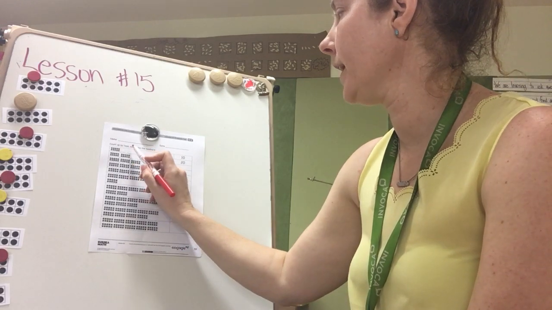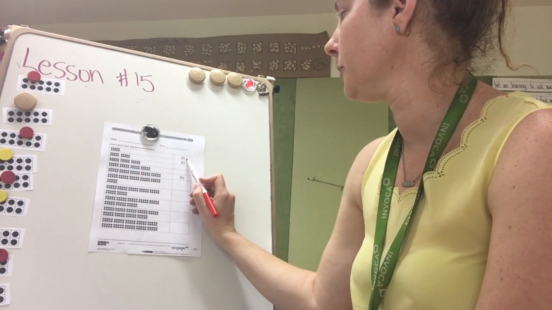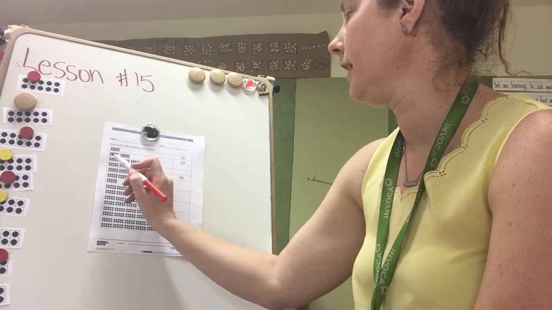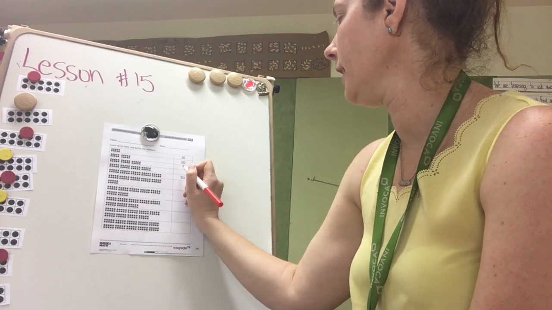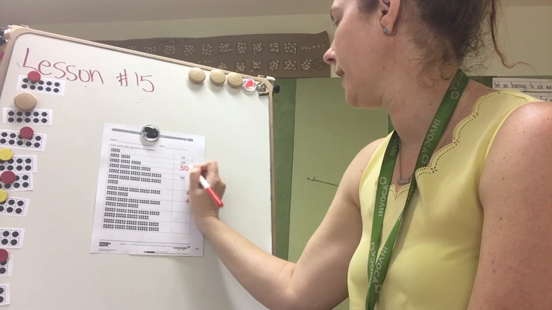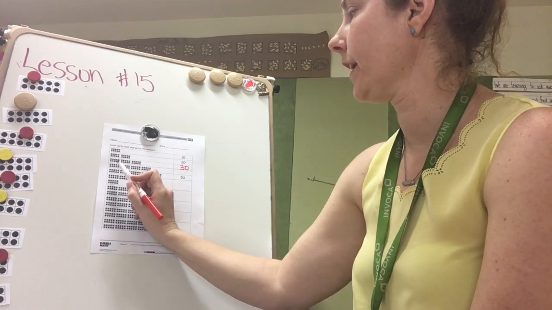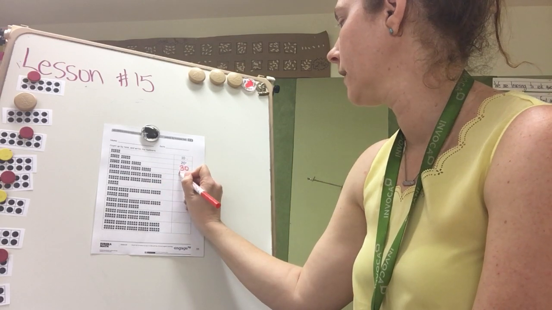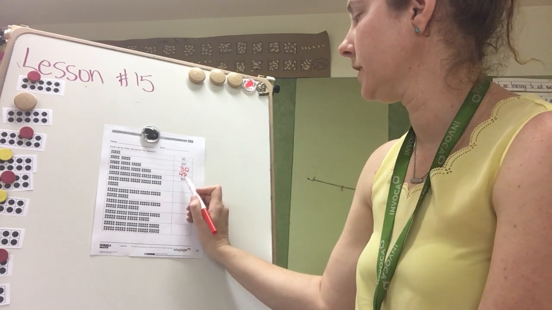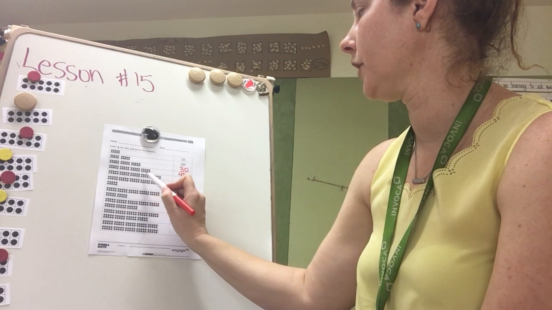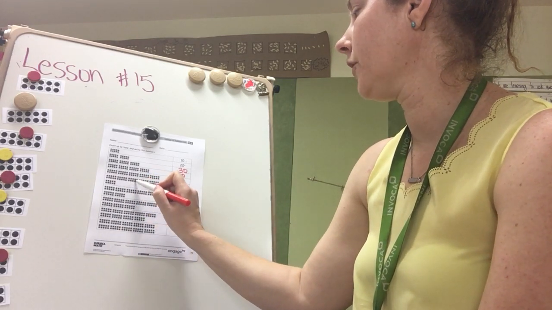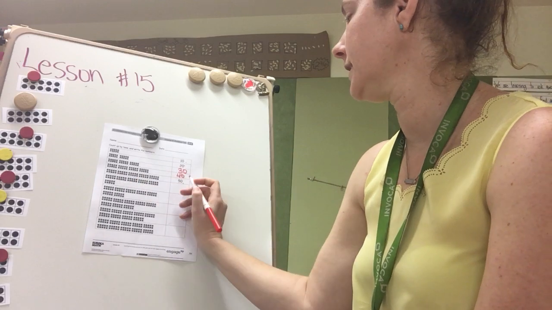So count up by tens and write the numbers. The first one's done for you. 10, 20, already done. 10, 20, 30. So write 30. Then the next one, 10, 20, 30, 40. The next one's done for you. 10, 20, 30, 40, 50. It's already written. 10, 20, 30, 40, 50, 60.